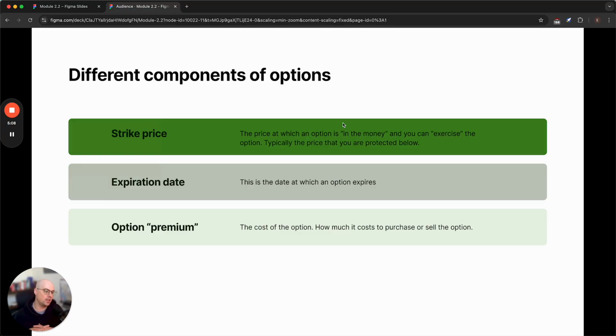The expiration date. This is the date at which an option expires. So an option has a specific date where you have to make a decision, or it's either in the money or out of the money. I'll explain what in the money and out of the money mean at a later point. Option premium. This is the cost of the option. This is how much it costs to actually purchase or sell the option.